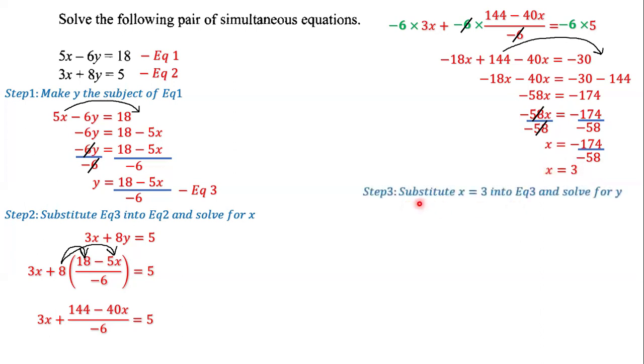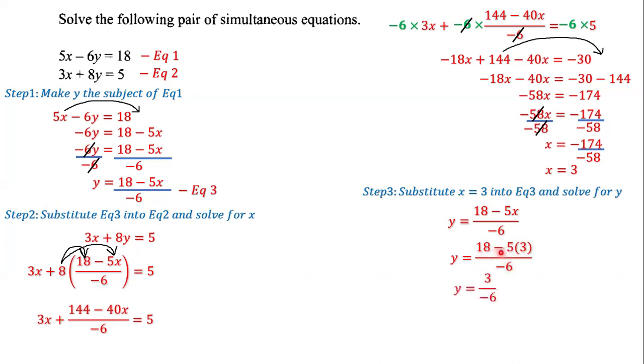Next, we're going to substitute x is equal to 3 into equation 3 and solve for y. What is equation 3? We got this right here. Equation 3 is y is equal to 18 minus 5x all over negative 6. What is x? Well, x is 3. So we're going to substitute that value into this equation. And so we have 18 minus 5 times 3 all over negative 6.